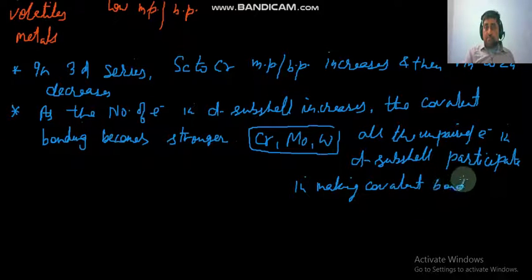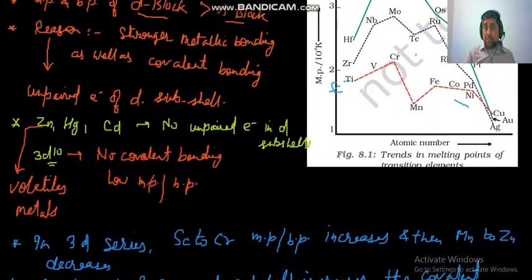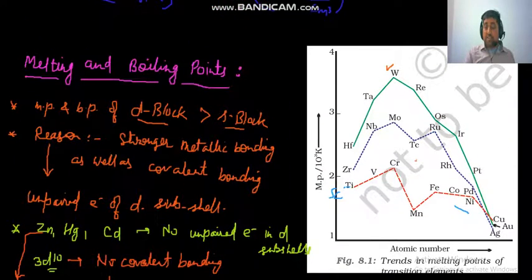It means here the covalent bond becomes strongest, and that's why in the middle these three have the highest melting point, and this is apparent from this diagram. You will see chromium, molybdenum and tungsten.